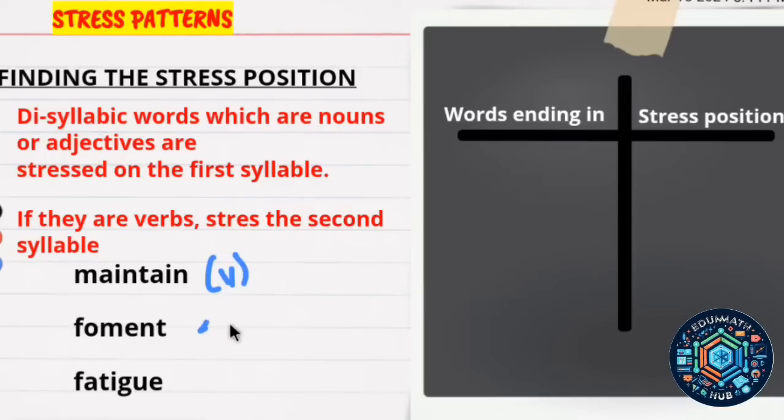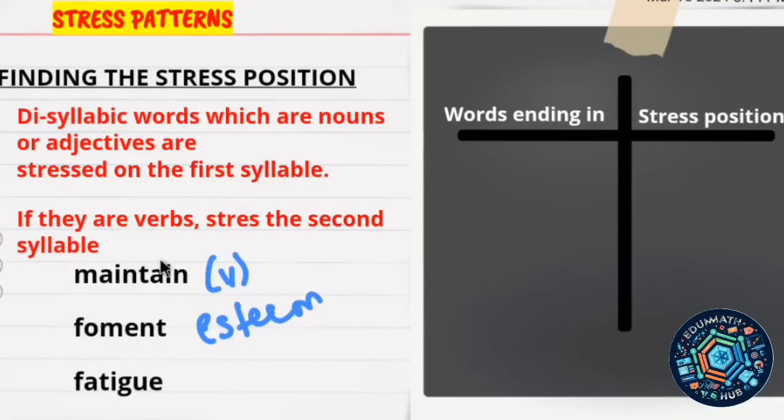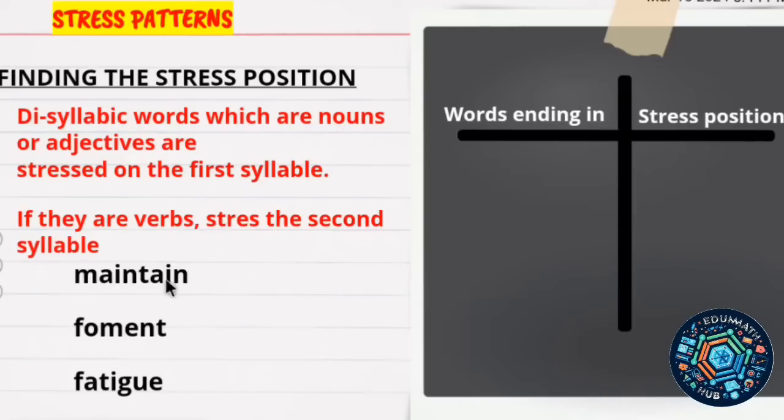There are some words that can be verbs and can also be nouns. Take for example this word, esteem. Esteem can be a verb and can also be a noun. So just to avoid confusion, the question will put V in brackets or N in brackets to let you know whether it's a noun or a verb. So these are actually verbs.